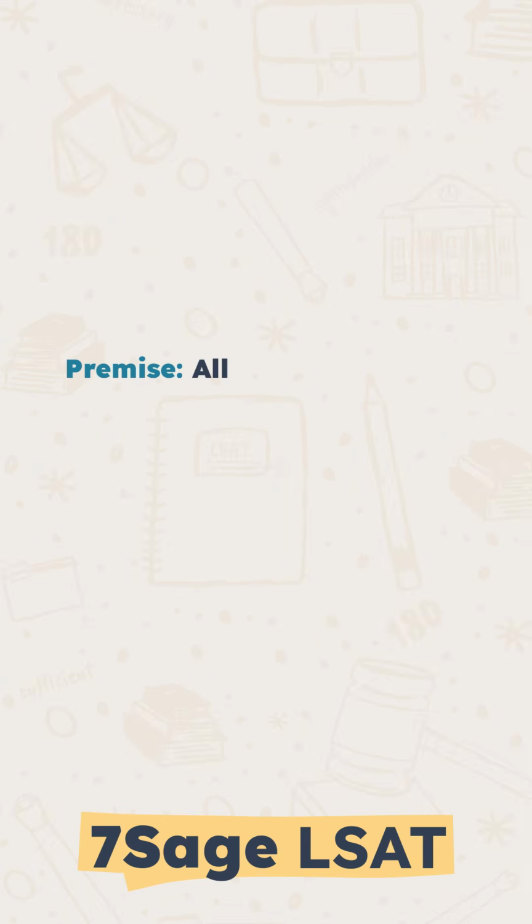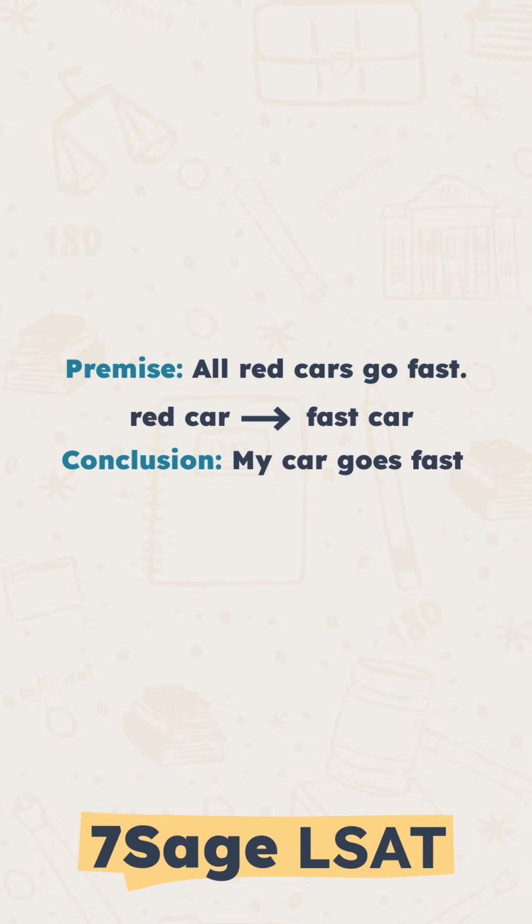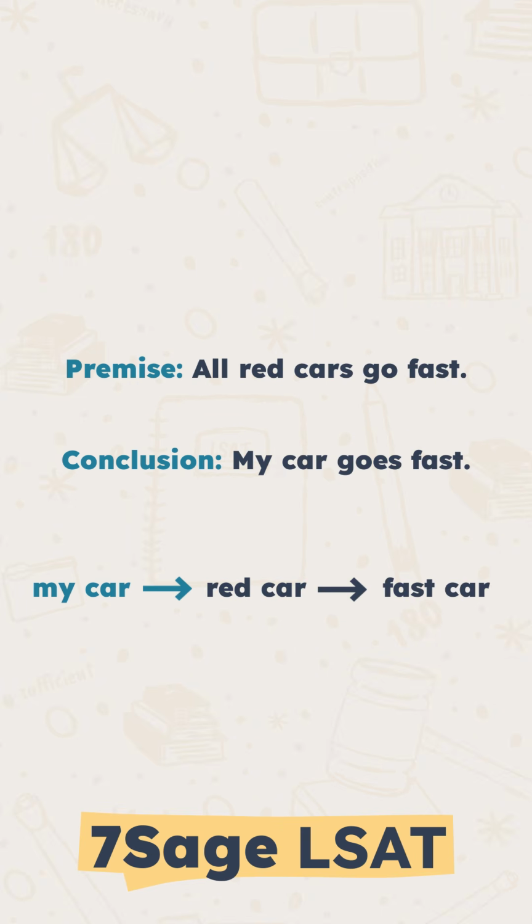So, premise, all red cars go fast. Conclusion, my car goes fast. If I assume that my car is red and insert that conditional into this chain, my conclusion is guaranteed to be true. It could still be true if my car was blue, but this way it's guaranteed.